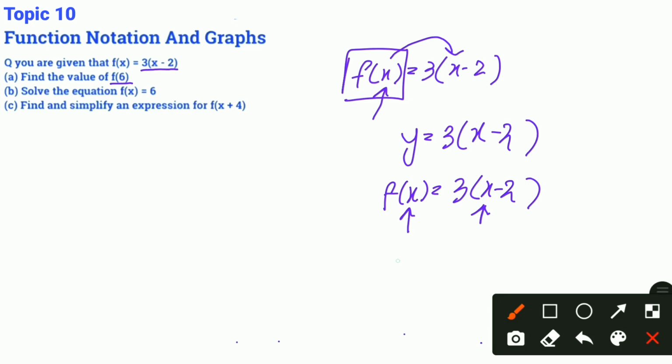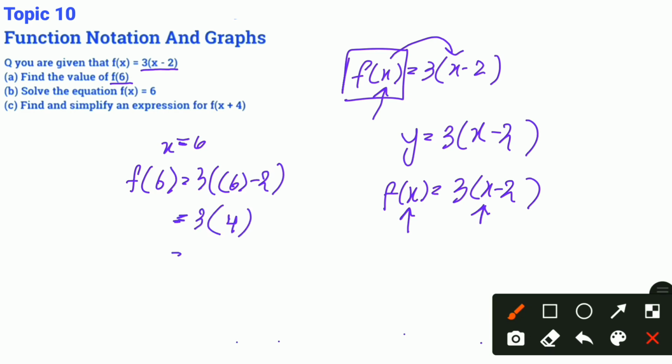So find the value of f(6). It means what is the value of f(x) if x is equal to 6? If I put 6, then it will be 3 times 6 minus 2, which is 3 times 4, and 3 fours are 12. So yes, the value of f(6) is 12. Okay, so part 1 is done.